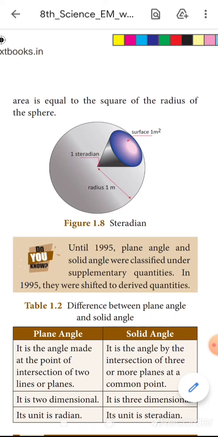This is one steradian because of 3 planes intersecting at the point. The cone is three dimensional. So the 3 planes cut at one point, that is 3 plane intersection, that is the solid angle.